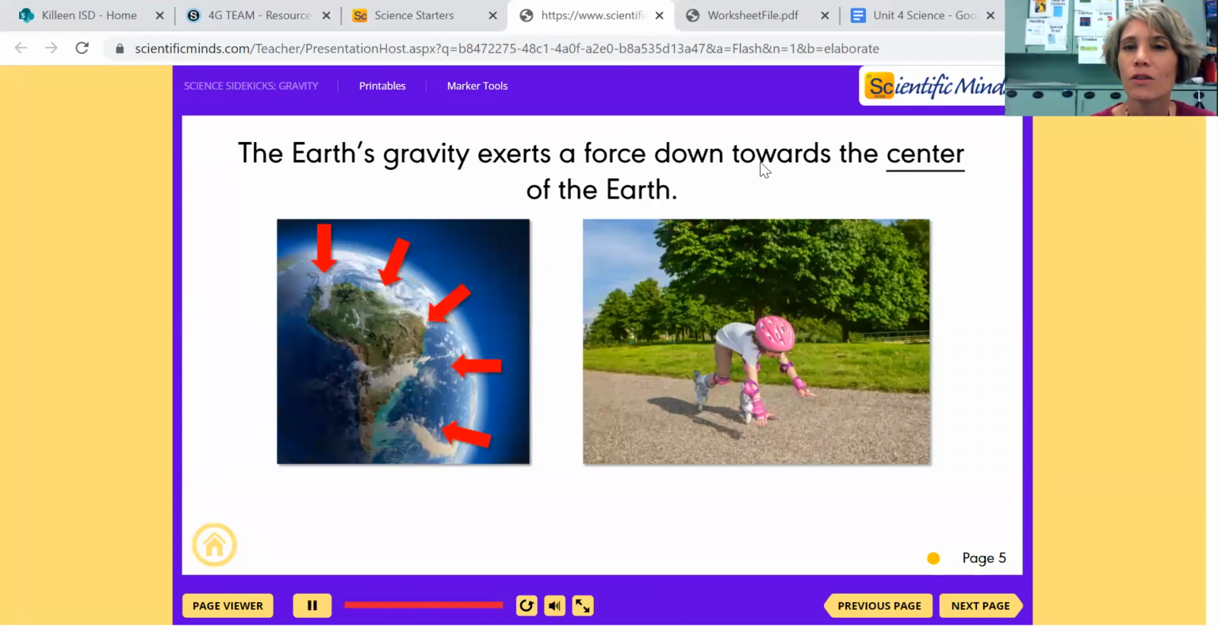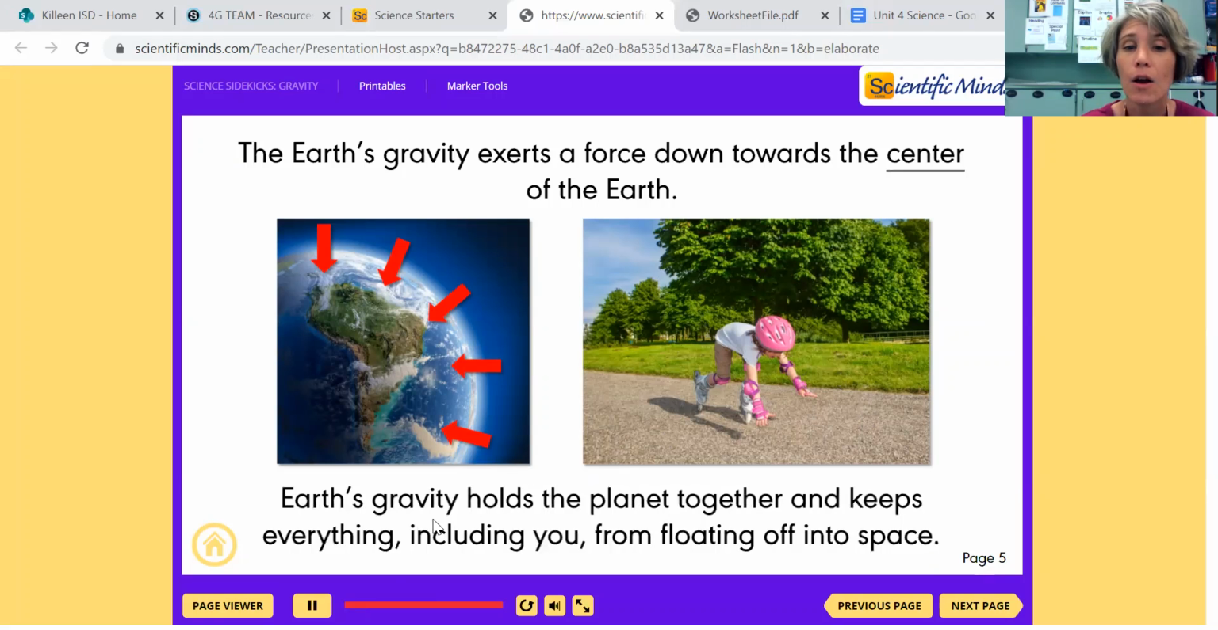Earth's gravity exerts a force down towards the center of the Earth. So it pulls everything down toward the middle of the Earth, including this poor girl who is trying to roller skate and it looks like she's going to fall and probably get skinned knees. Earth's gravity holds the planet together and keeps everything, including you, from floating off into space.